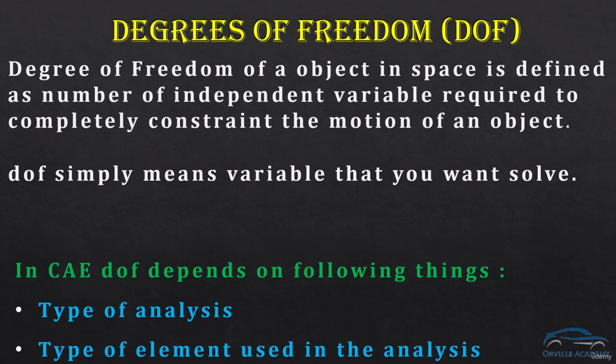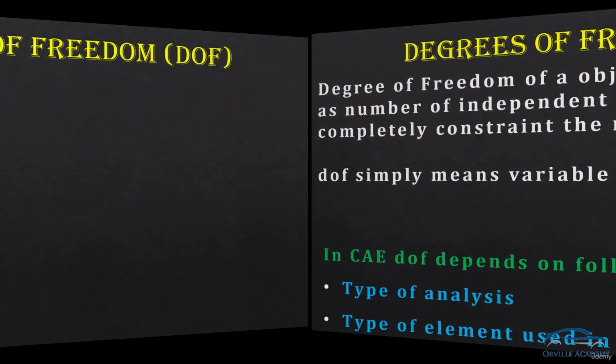In this session, we will talk about how the type of analysis affects the degrees of freedom, and in a later session, we will talk about how the choice of element affects the degrees of freedom. Since as of now we have not talked about the element, we will keep the second point for a later section. Now let us discuss how the type of analysis affects the degrees of freedom. Depending upon the type of analysis we are going to perform, the independent variables will change.